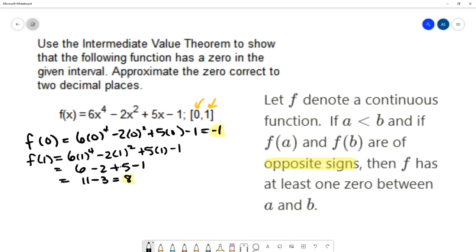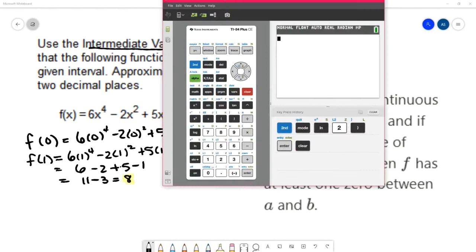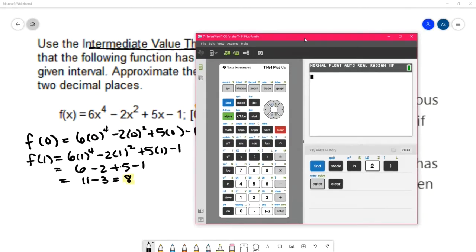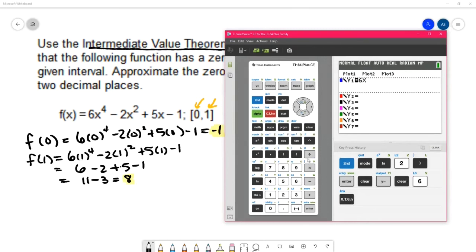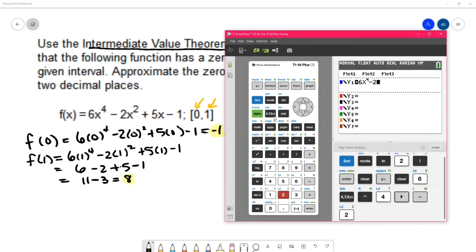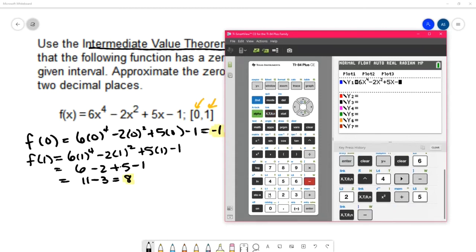Now I'm sure there are many ways you can go about approximating those zeros, but I want to continue to use the intermediate value theorem. And I'll bring my graphing calculator in. And with my graphing calculator, I'm going to type that function into the y equals menu. I've got 6x to the 4th minus 2x squared plus 5x minus 1.